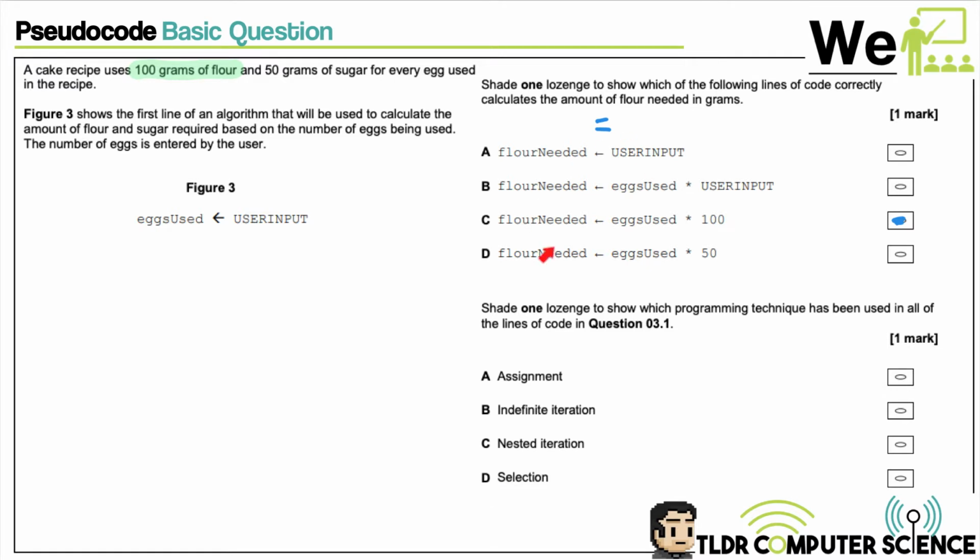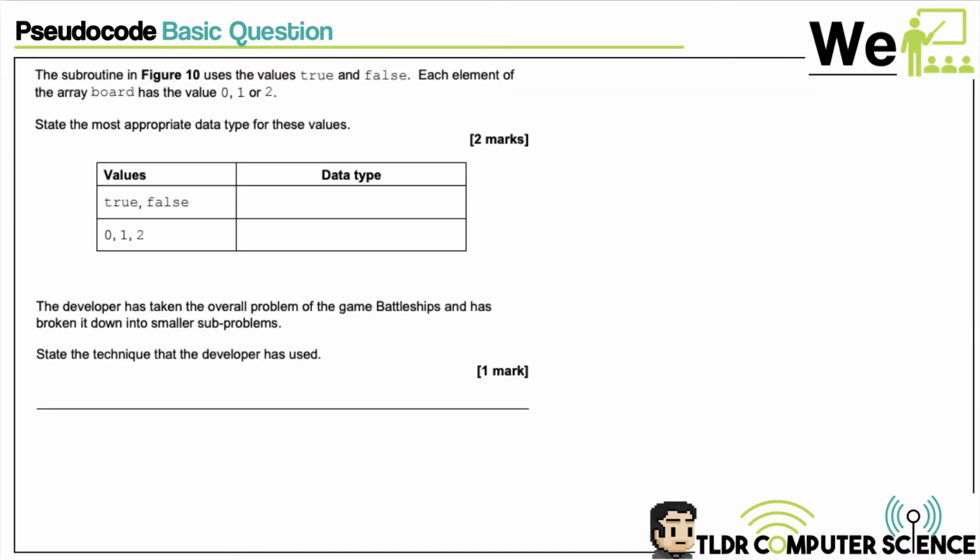So no if and else here, no nested iteration or iteration of any kind. It's assignment. So it's these things here. Assignment is the answer for this one here. Okay, I've kind of chopped off a bit too much here, but it gets the general idea.